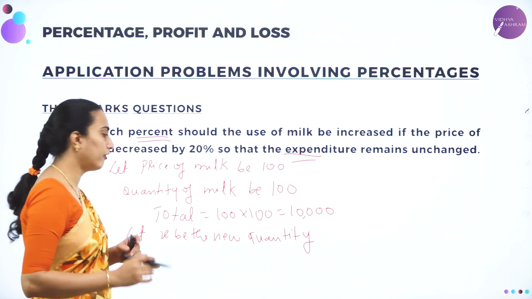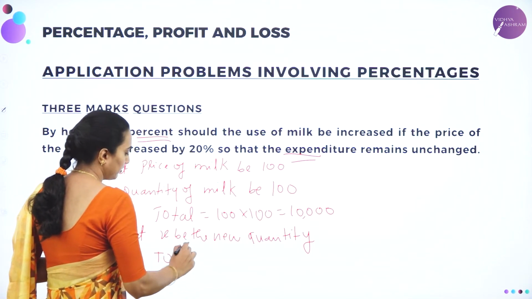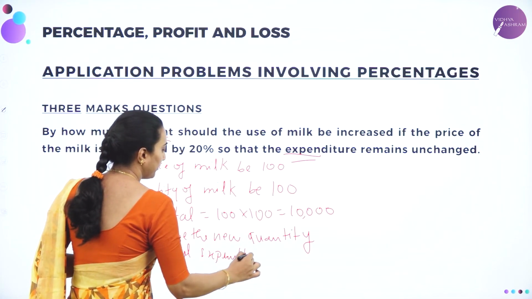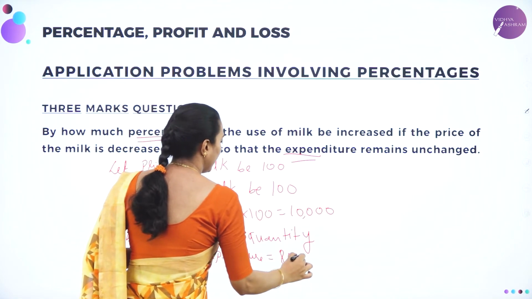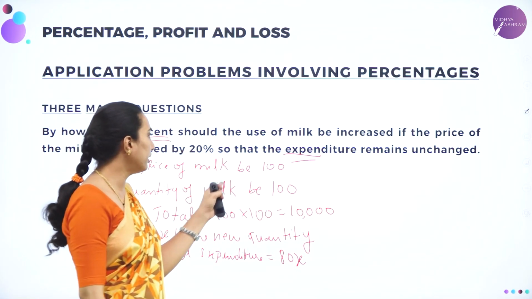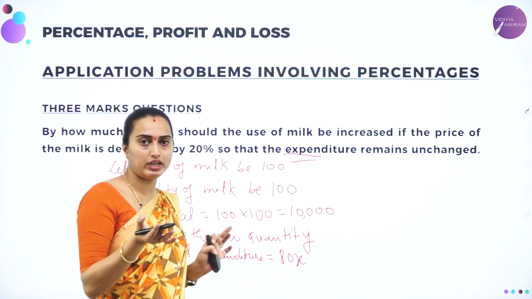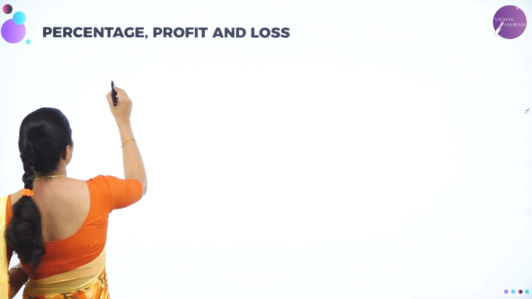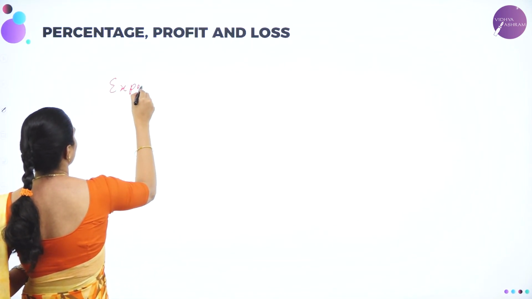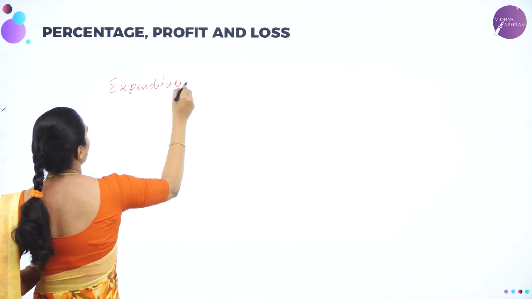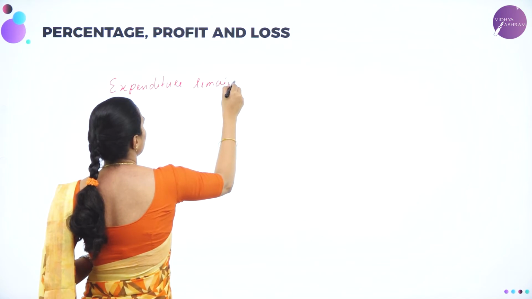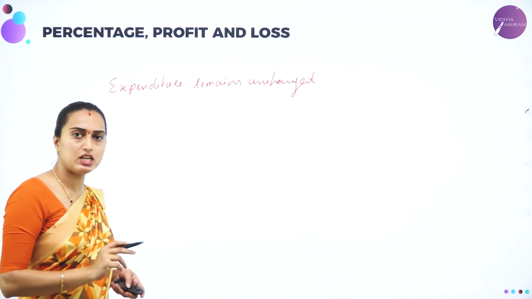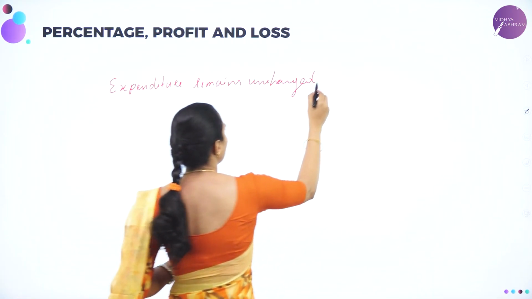So therefore, total expenditure will be equal to 80x, right? Because 100 minus 20% of 100 means 100 minus 20, which is equal to 80. Now, the expenditure remains unchanged, which means it will be equal to 10,000, right?